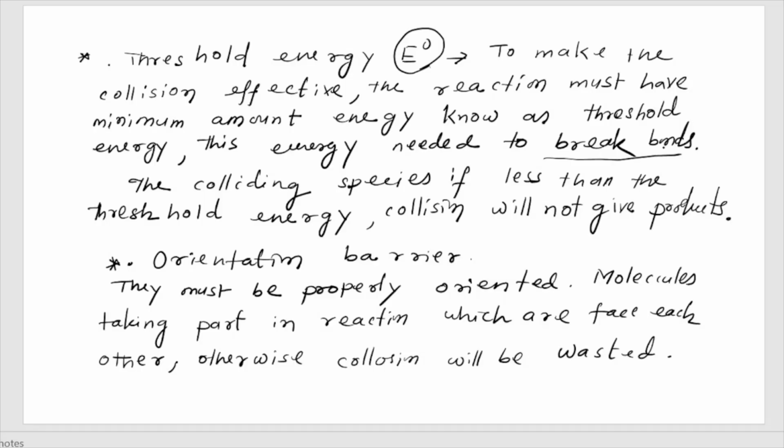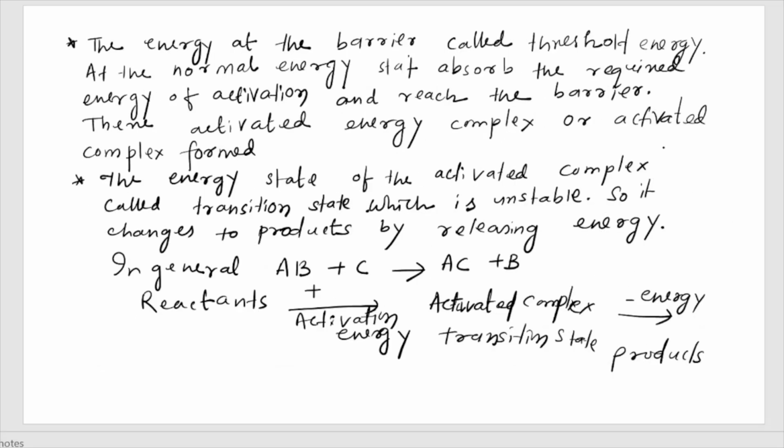Orientation barrier: when the molecules collide, there should be some orientation. Molecules taking part in the reaction must face each other, otherwise the collision will be wasted. That means they prepare to become face to face. Face to face means the collision takes place and the product is produced.